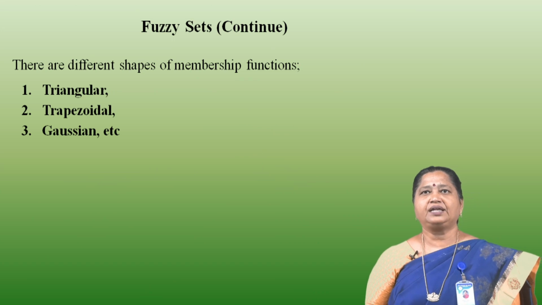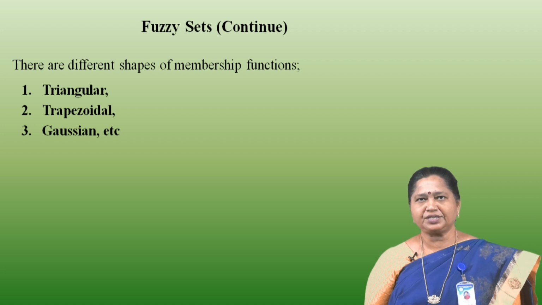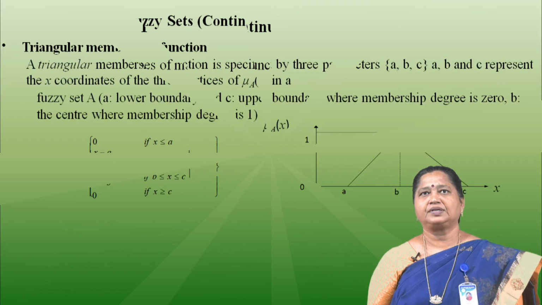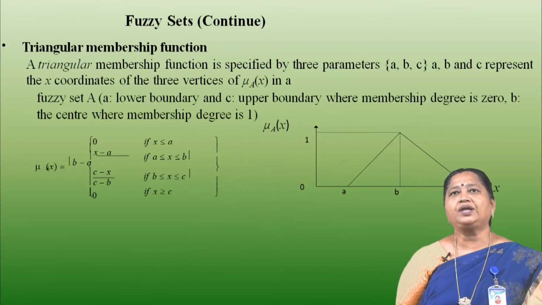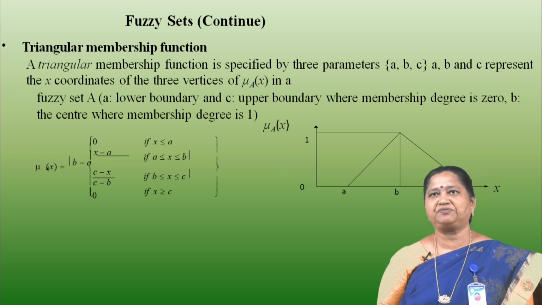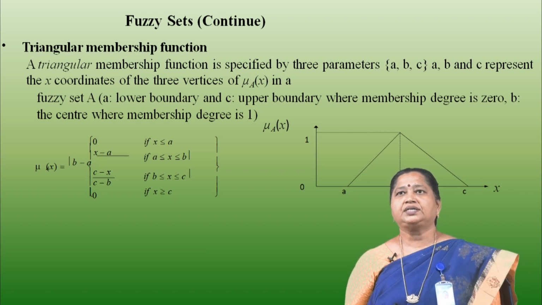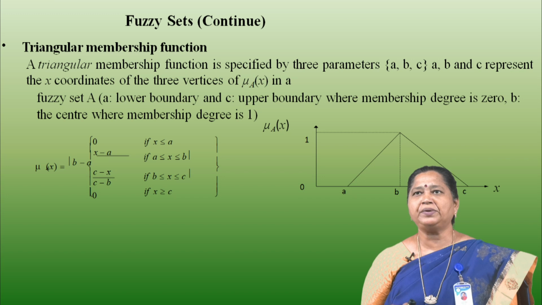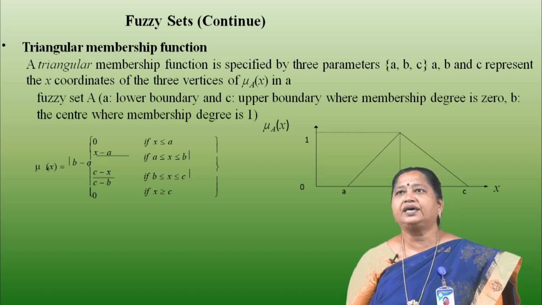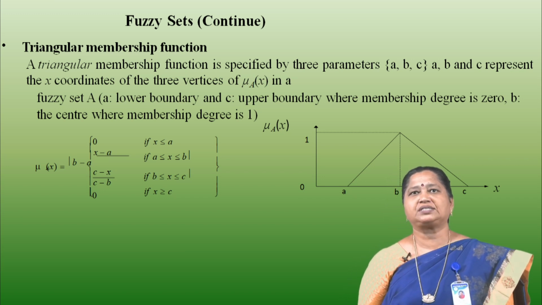There are different shapes of membership functions, that is triangular shape, trapezoidal shape, Gaussian, etc. First one, triangular membership function. A triangular membership function is specified by 3 parameters. Tri means 3. Here we will be taking a, b, c. A, b, and c represent the x coordinates of the 3 vertices of mu A of x.